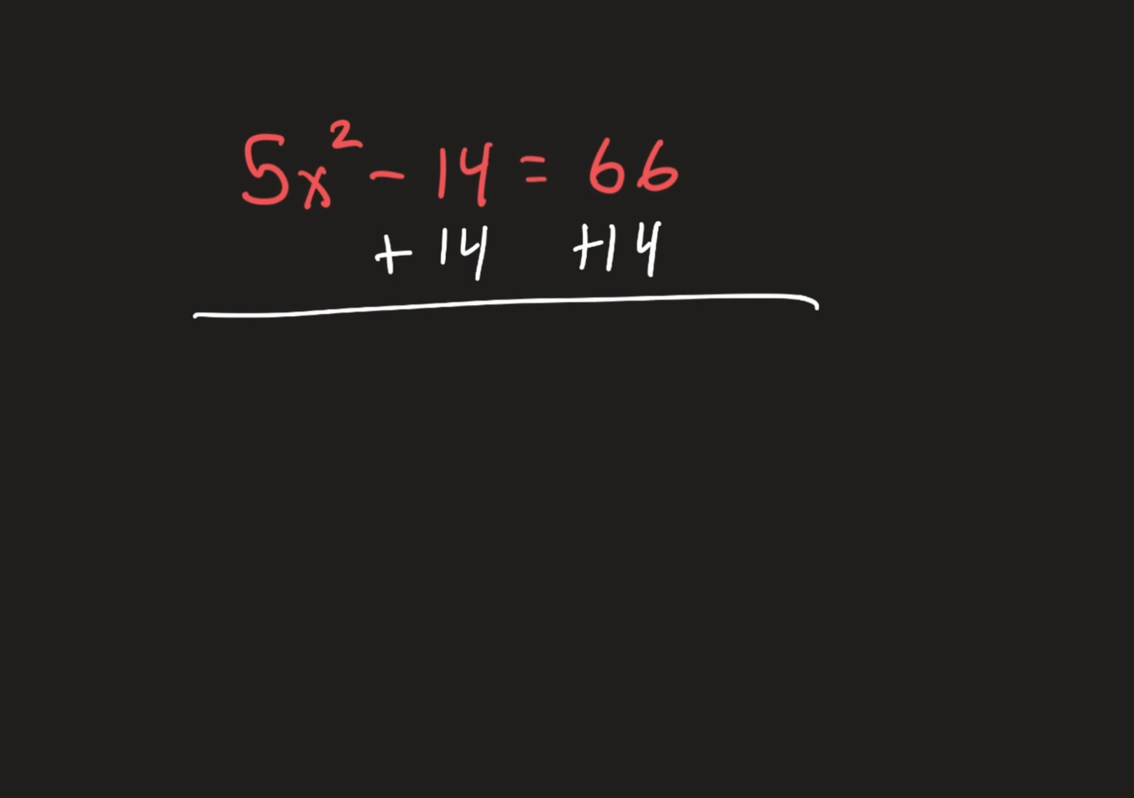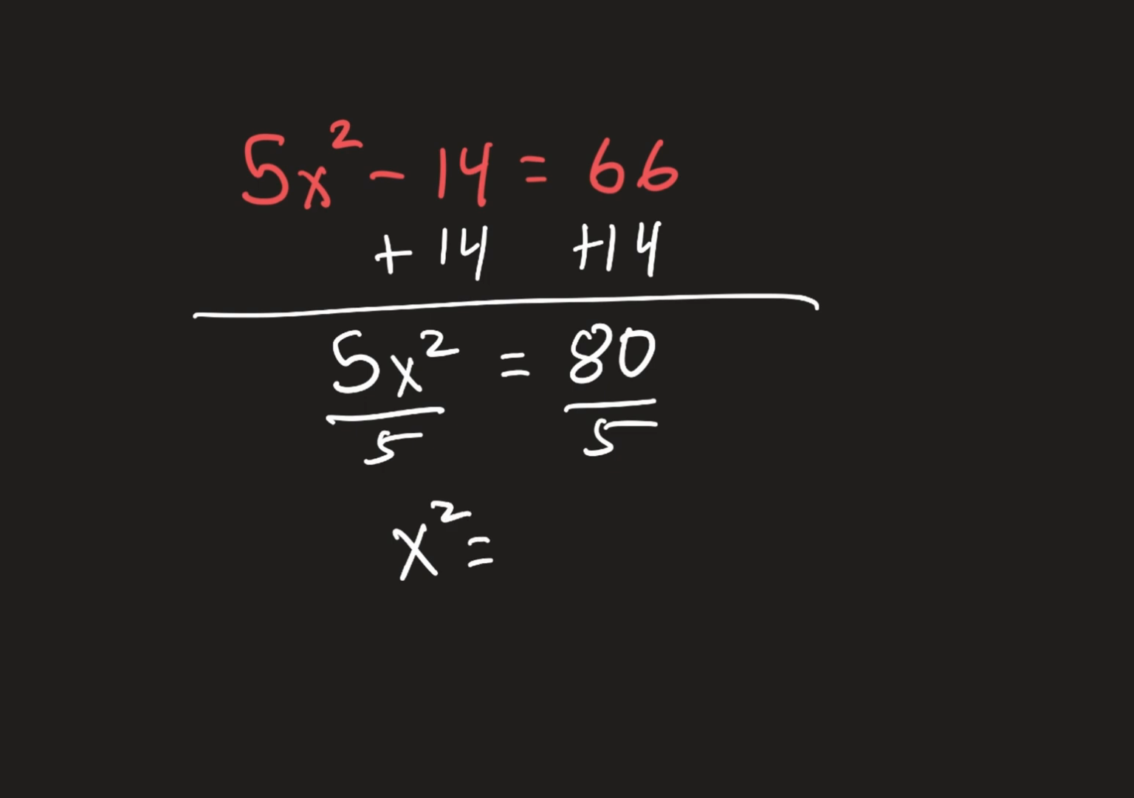5x squared minus 14 plus 14, combining like terms, just gives us 5x squared. 66 plus 14 is 80. Now what? Divide by 5. x squared equals 16.